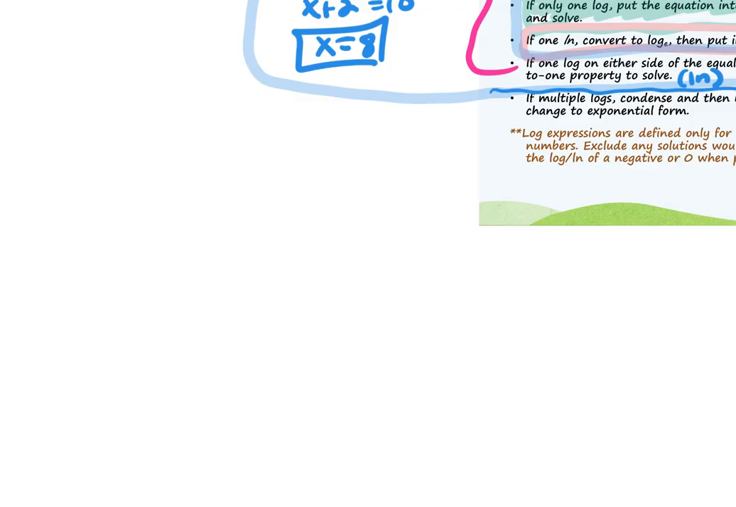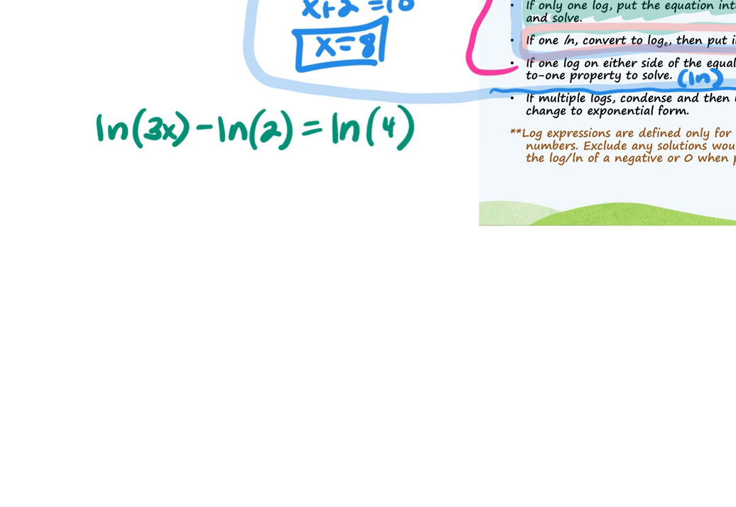So one example of this is ln of 3x minus ln of 2 equals ln 4. Actually, let me change this one. Let me do this one. ln 4. So I could technically move this to the other side, then it becomes addition and I multiply these out, or I leave it on the side where it is. And if I want to condense a subtraction statement, what does it become? Division. So this would be rewritten as ln of 3x over 2 equals ln 4.